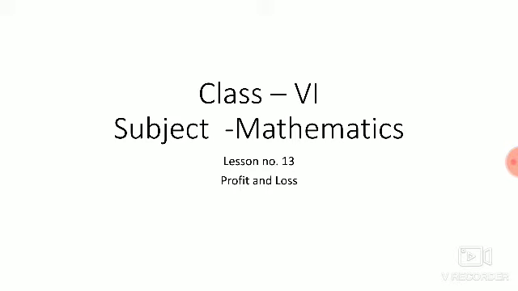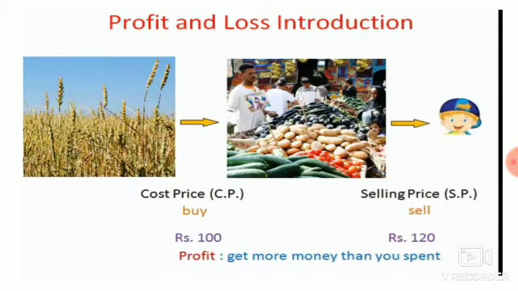Number 13, profit and loss. If someone buys fruits or vegetables from the farmer and resells them to people, if he buys for 100 rupees and sells it for 120 rupees, that time he gets more money than he spent.